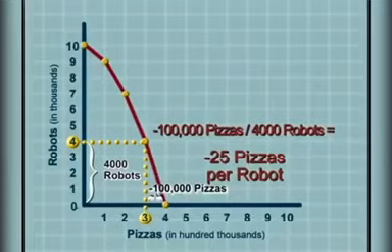4,000 goes into 100,000 25 times. Since it's minus 100,000, that means minus 25. The minus sign simply says this is a cost, a subtraction from what we had.